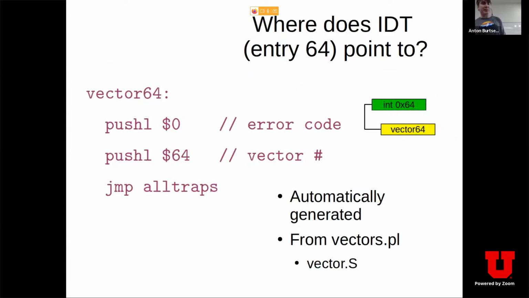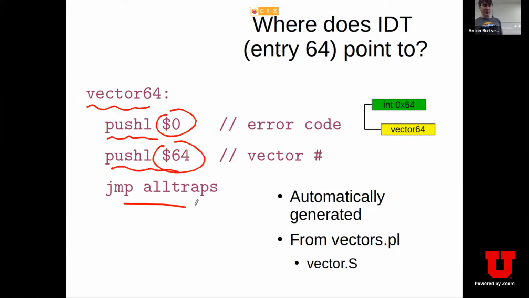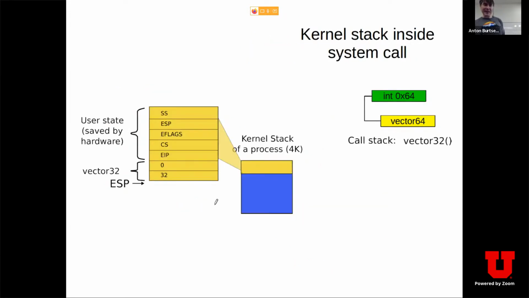Same regular business. So vector 64, again, it doesn't push an error code, so we push 0 here, we push number 64 here, we jump to alltraps. This is how our stack looks like. I didn't update it. This is 64, this is 64.